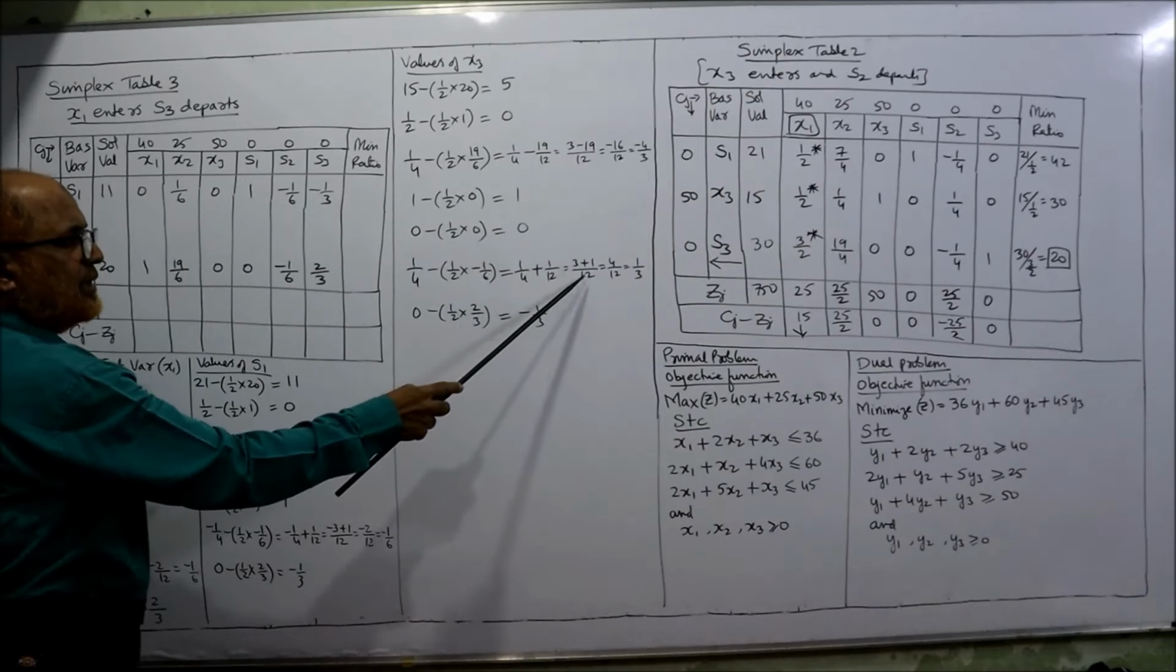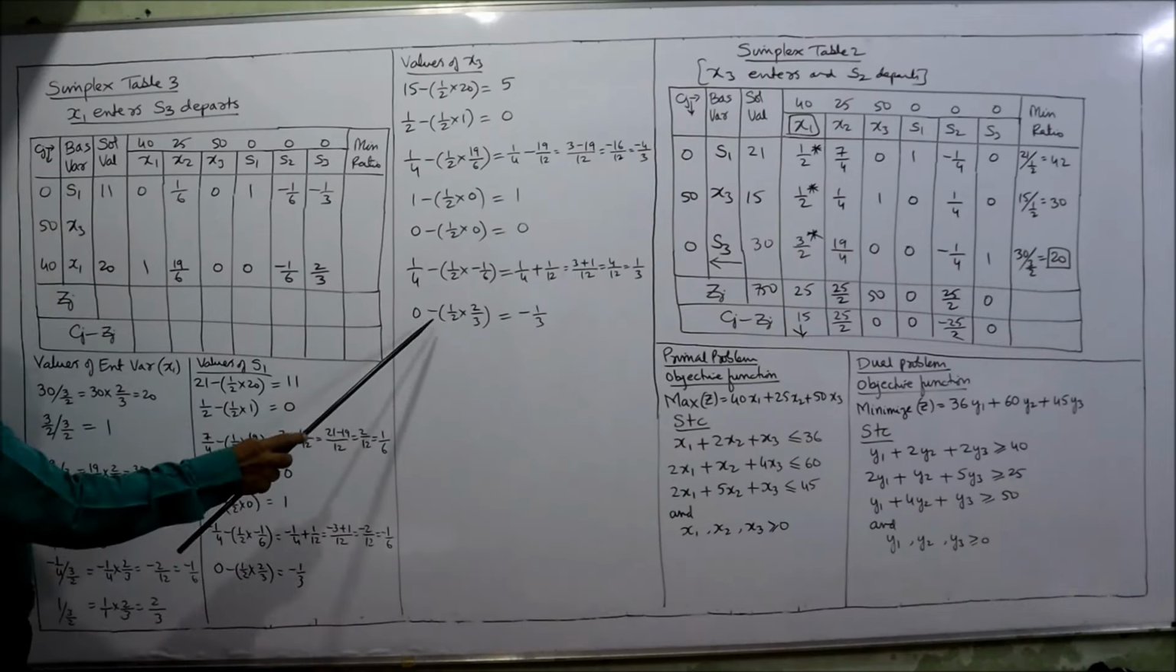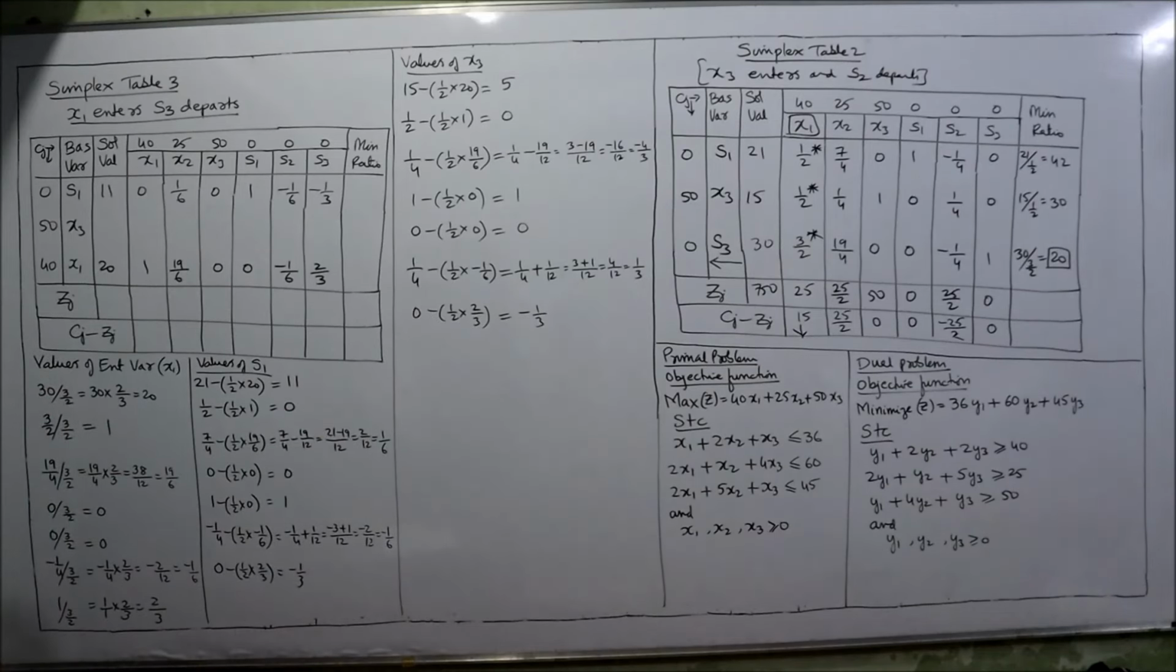4 how many times cuts 12? 3 times. 3 plus 1. 4 by 12, 1 by 3. 0 minus 2, 2 will get cancelled. 1 by 3. So minus 1 by 3. So we got the values of X3.